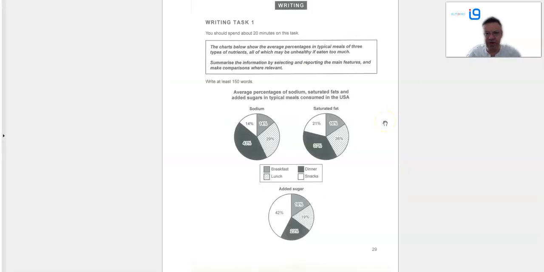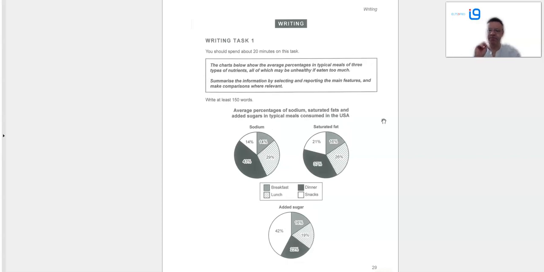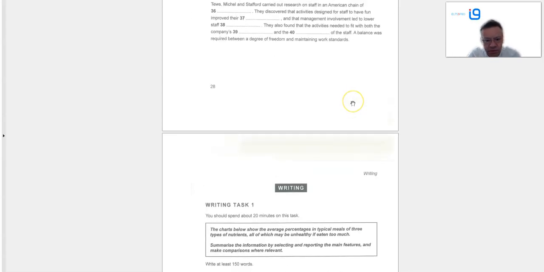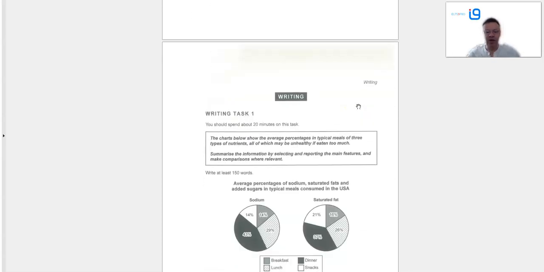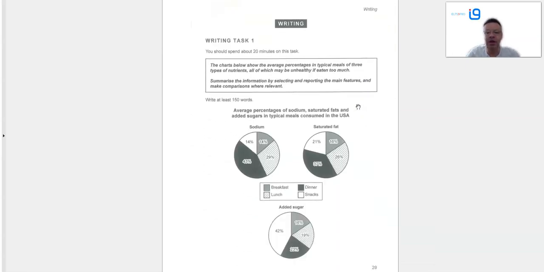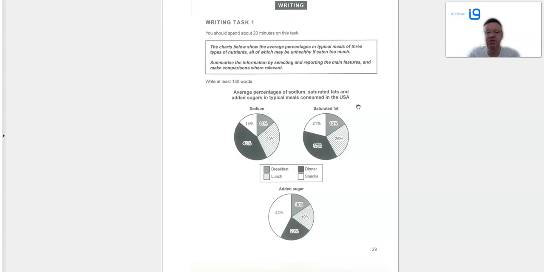So, what we're going to be looking at today is Cambridge 14, test number 1. I think so. Okay, so this is one about, as you can see, average percentages in typical meals, 3 types of nutrients: salt, sugar, fat. So that's what we're going to be having a look at.